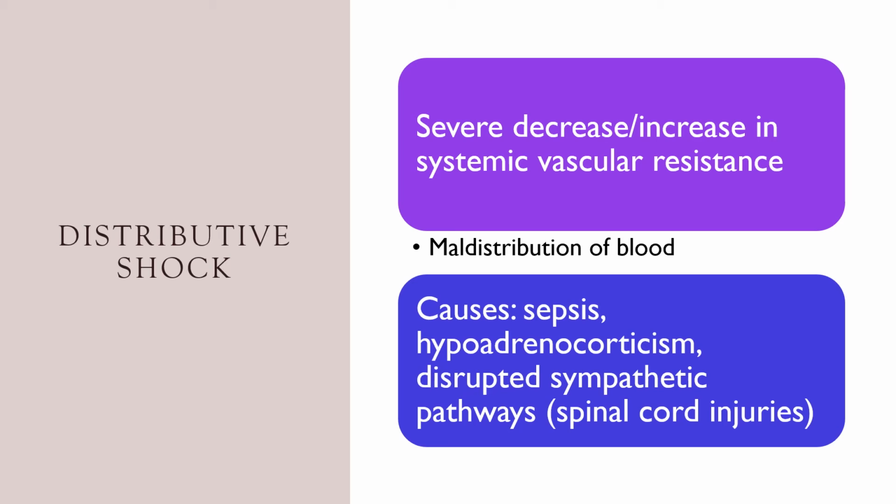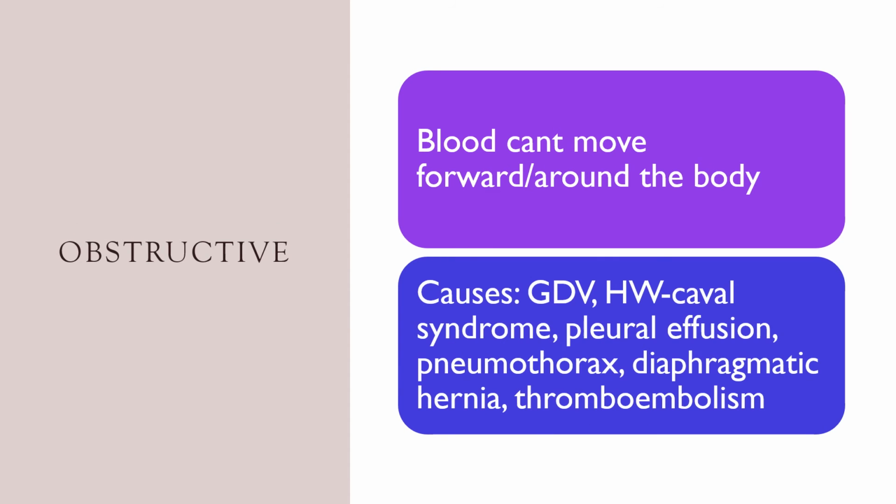Distributive shock is from severe decreases or increases in systemic vascular resistance, so it leads to a maldistribution of blood. Causes include sepsis, hypoadrenocorticism, disrupted sympathetic pathways like spinal cord injuries. Obstructive shock is when the blood can't move forward and around the body. Causes are GDV, heartworm, specifically caval syndrome, pleural effusion, a pneumothorax, diaphragmatic hernias, and thromboembolisms.